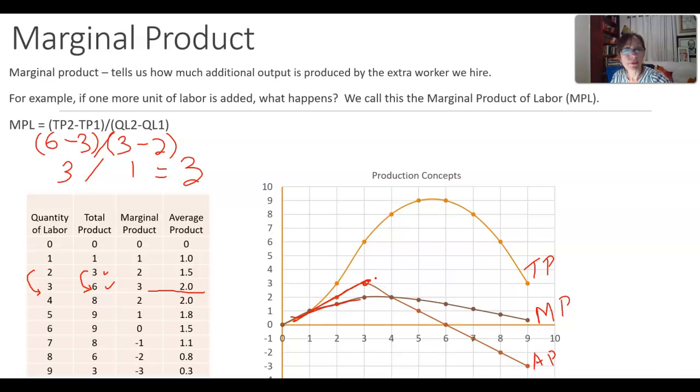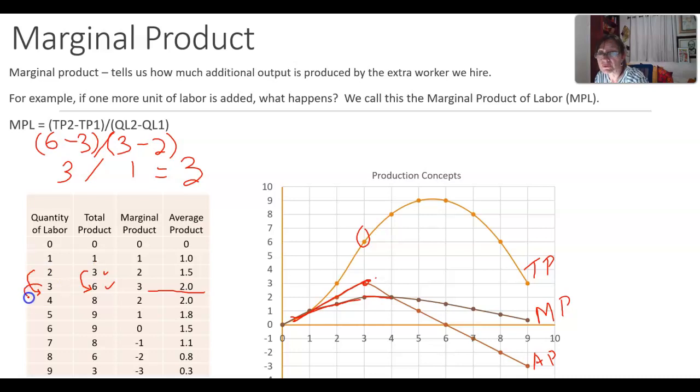Now remember that our average product kind of plateaued out between 3 and 4. And this is where our inflection on our total product starts to change. So this tells us that we are getting to that point where our capital is being used up. So we continue to add people over here.